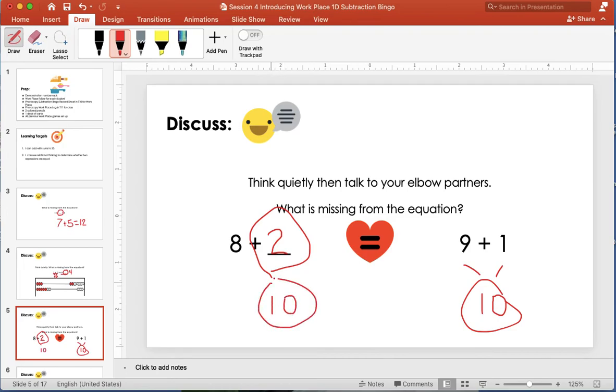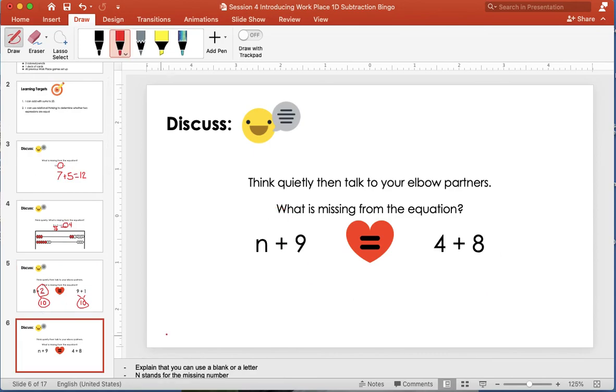Okay? This is called relational thinking. Relational thinking because I am seeing if these equations are equal to each other, which they are. 8 plus 2 equals 10, and 9 plus 1 equals 10.